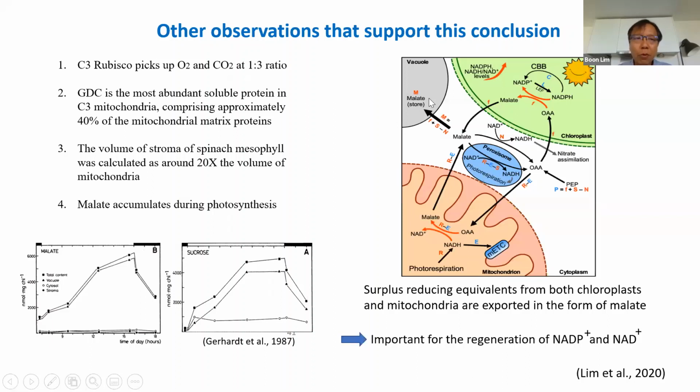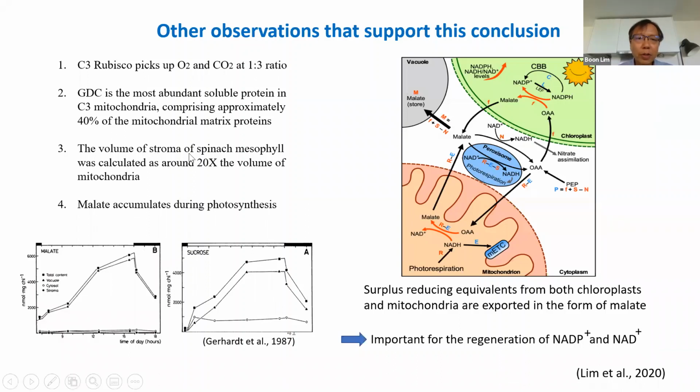In addition to our data, these are the other observations. First is that C3 Rubisco picks up oxygen and CO2 at a ratio of 1 to 3. That means that the photorespiration flux is also very high. And glycine decarboxylase is the most abundant soluble protein in C3 mitochondria, comprising approximately 40% of the mitochondrial matrix protein. That means that there is a high demand for this enzyme.